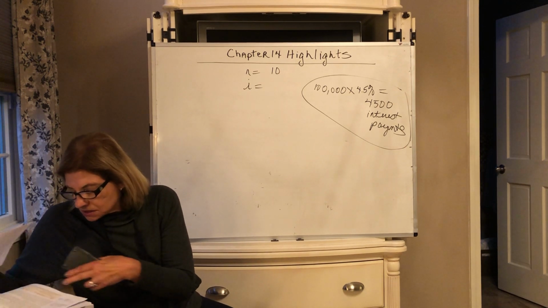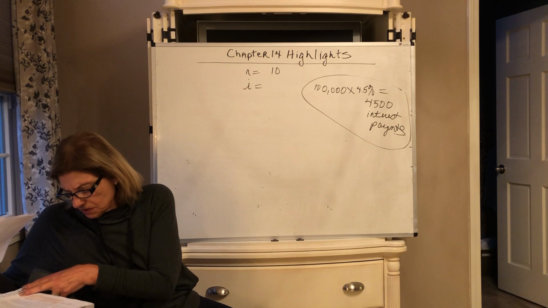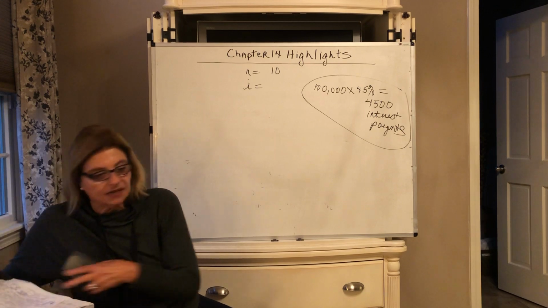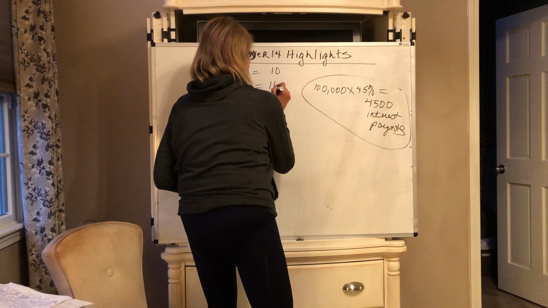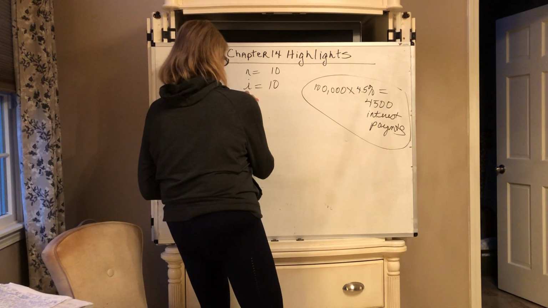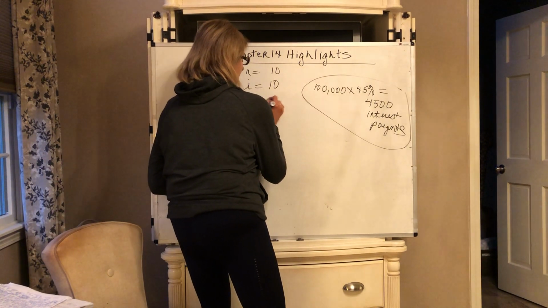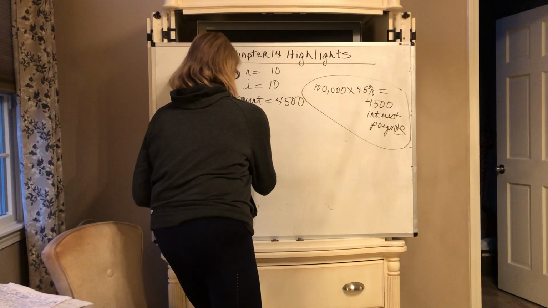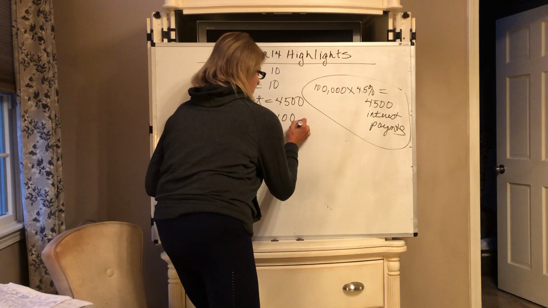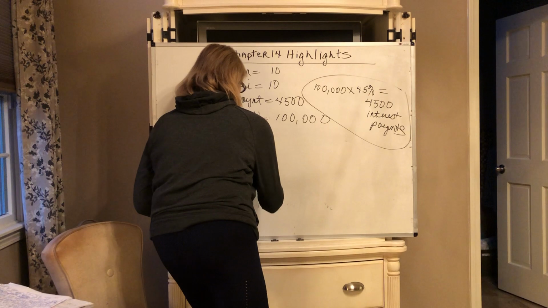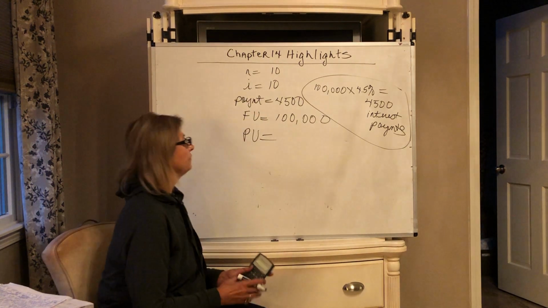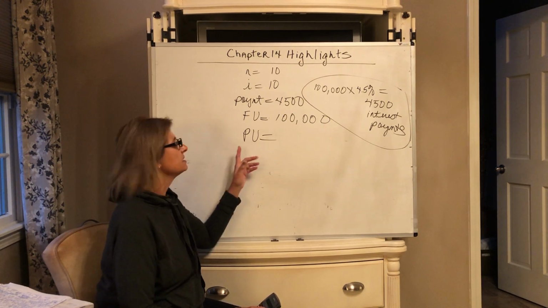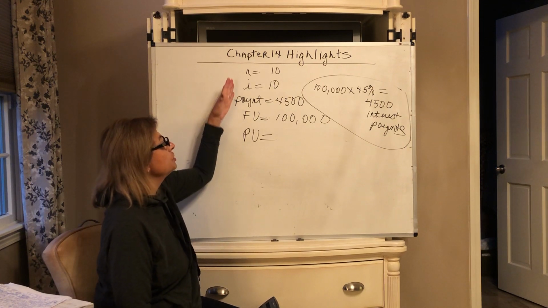So let's see what the market is. I think the market is 10. If I could just find it. Top 10%. Okay, so I equals 10. Okay, the payment is going to be $4,500, and the future value, FV, is $100,000. And I want to know what PV is. What's it selling for? What's the present value? Future value, FV, present value, PV. So we have all of our variables.